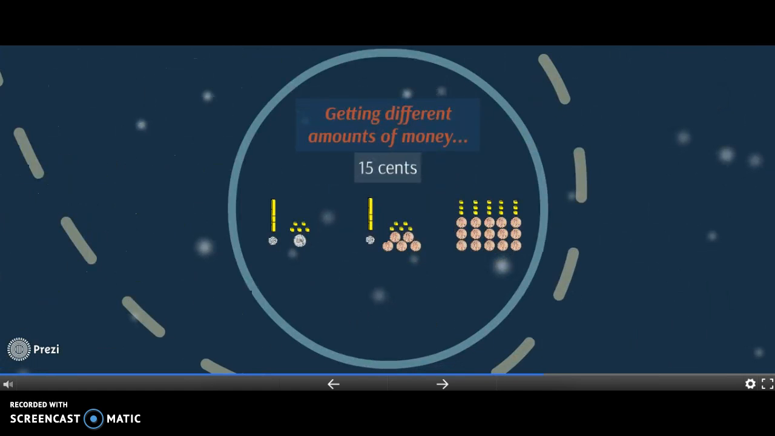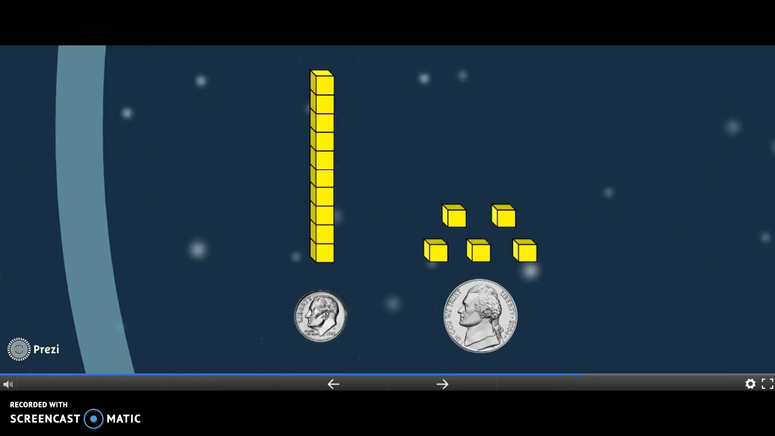Next, let's use different ways to get a certain amount of money. For example, let's use different ways to get 15 cents. First, we have 1 tens block and 5 ones blocks. The 1 tens block can be a dime, as we see on the left, and the 5 ones can be a nickel. Together we have 10 cents in dimes and 5 cents with a nickel, which adds up to 15 cents.